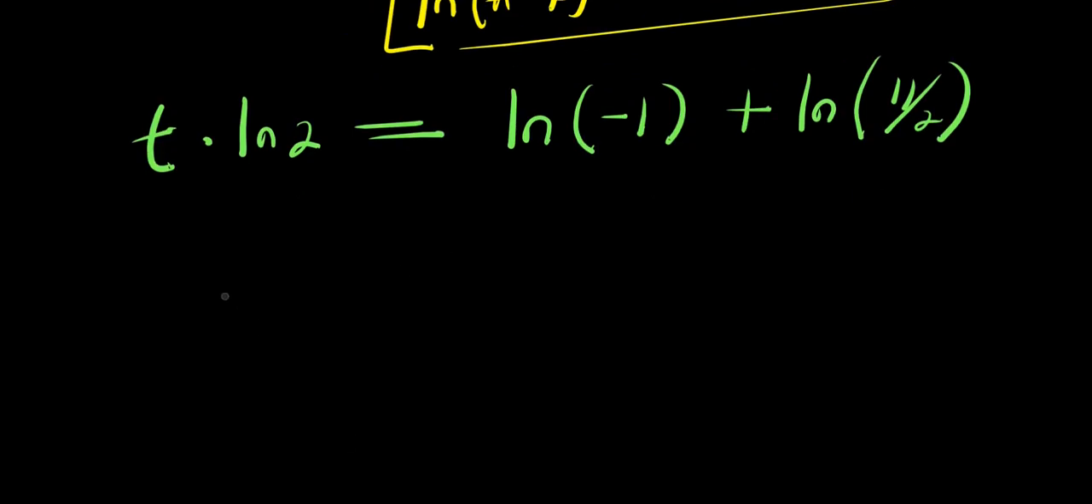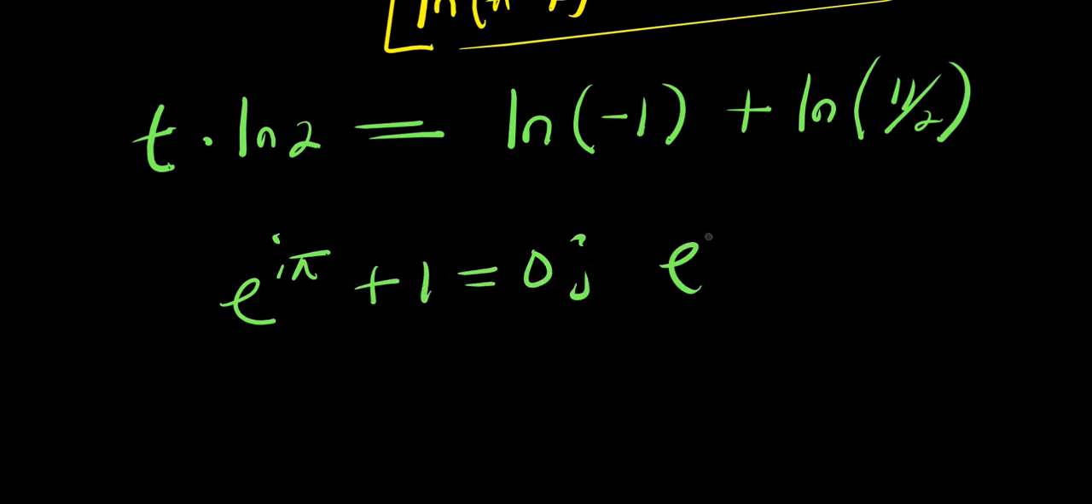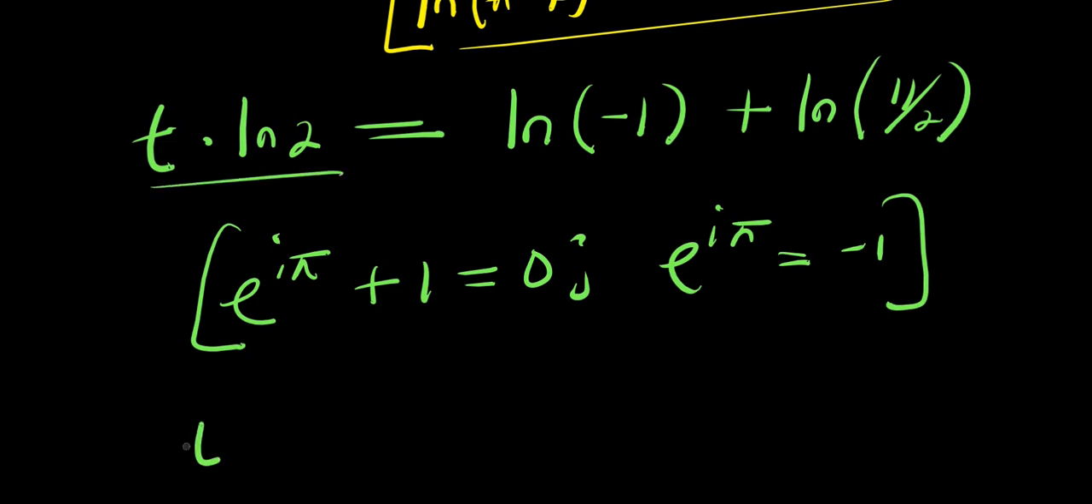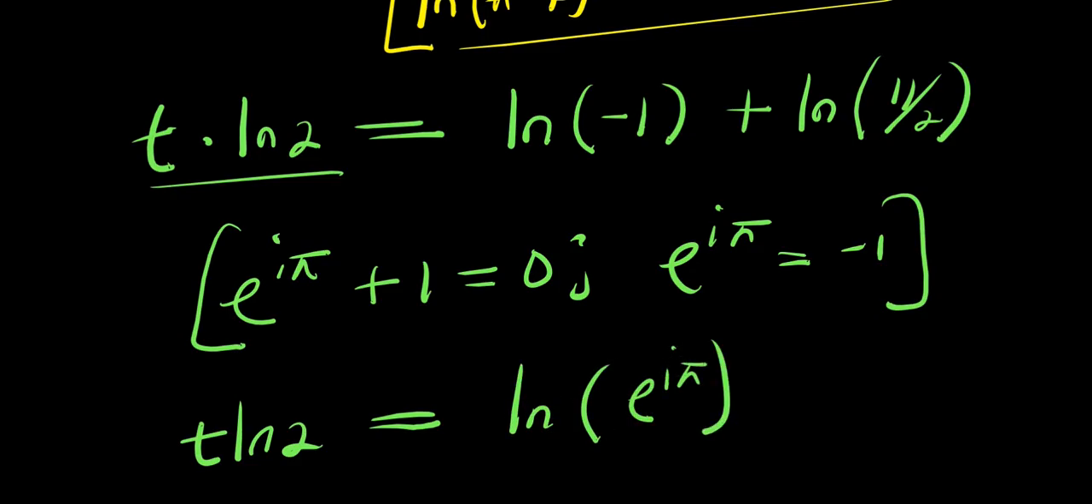Now remember, if you have e power i times pi plus 1 equals 0, meaning e power i times pi equals negative 1. So this is t times natural log 2 equals natural log e power i times pi plus natural log 11 divided by 2.